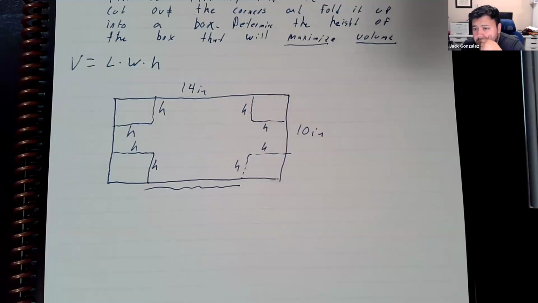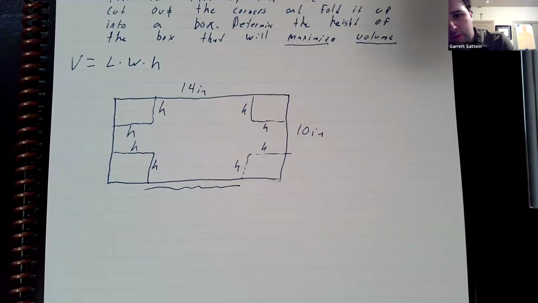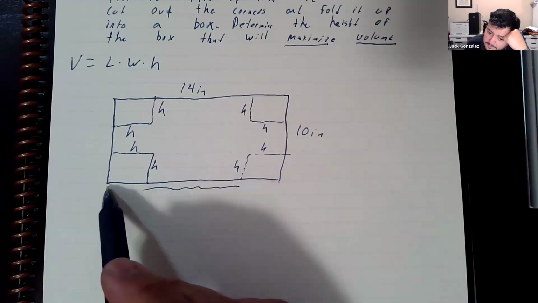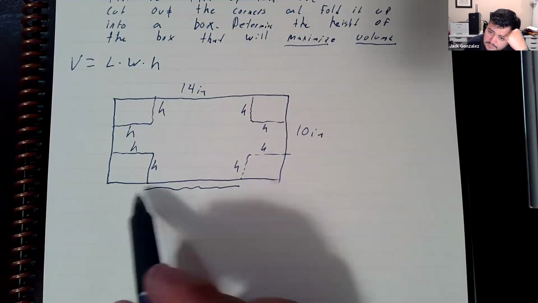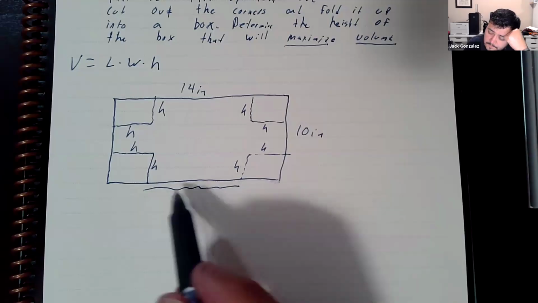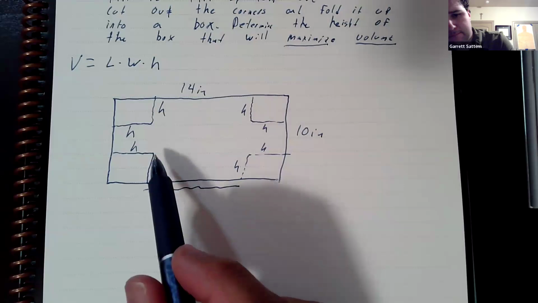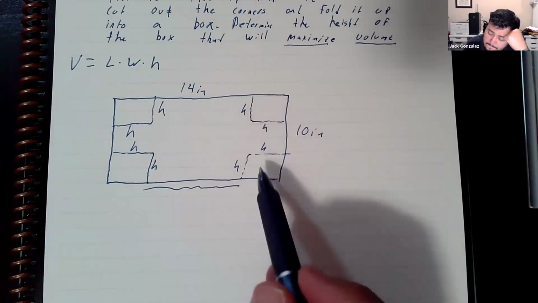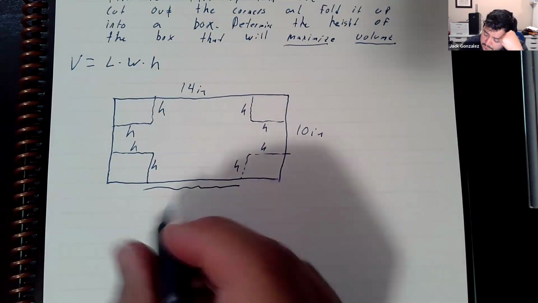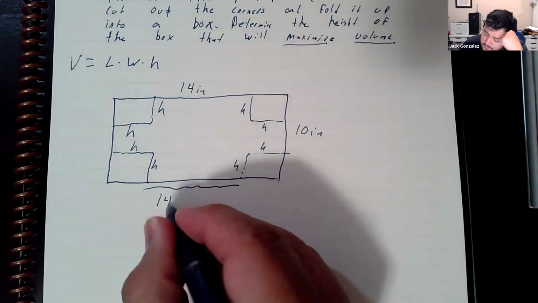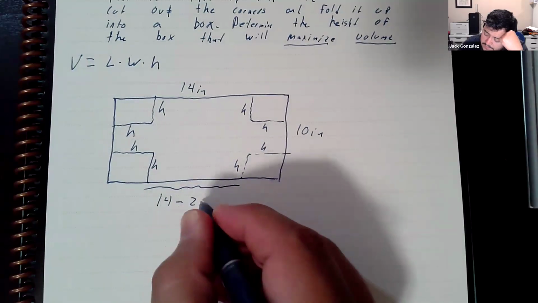What am I removing? You're removing the corners. And how big are those corners? Right, we're just looking at this one side right here. It's 14 inches before I cut them out. I'm cutting out an H and an H, right? Mm-hmm. So do you agree that the new side would be 14 minus 2H?